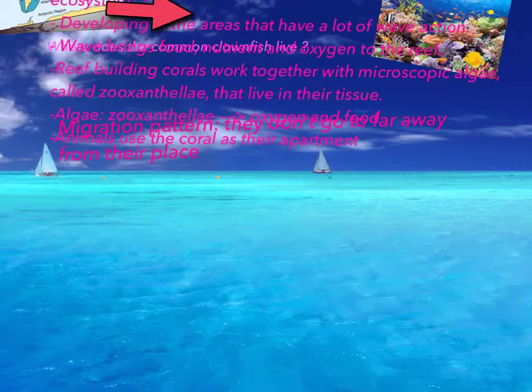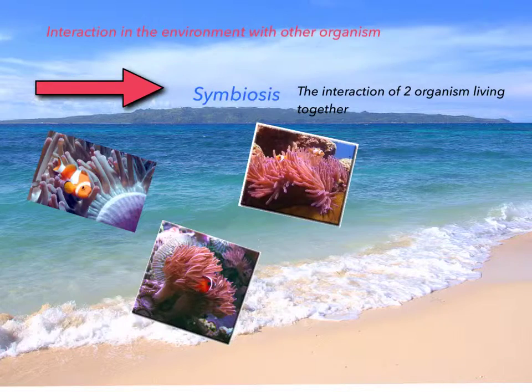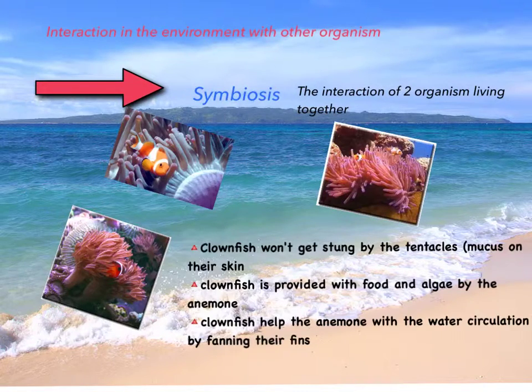Okay, so we're going to move on to the next slide. Next we're going to talk about the interaction between the clownfish and their environment. The clownfish really like to live around the sea anemone. They have symbiosis, which is described as a special relationship between the clownfish and the sea anemones.